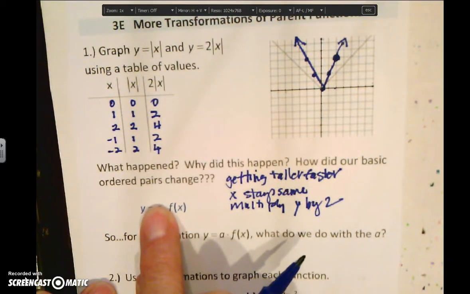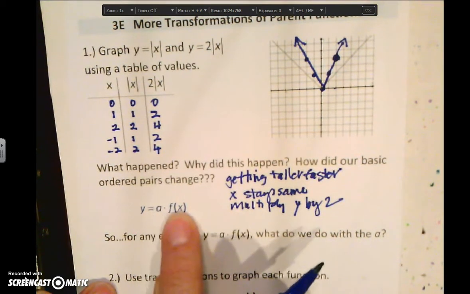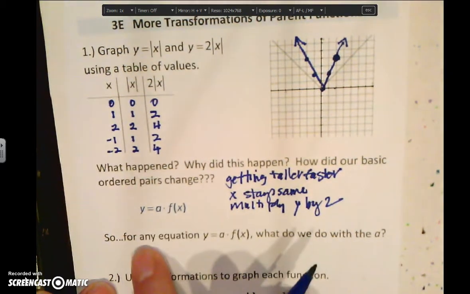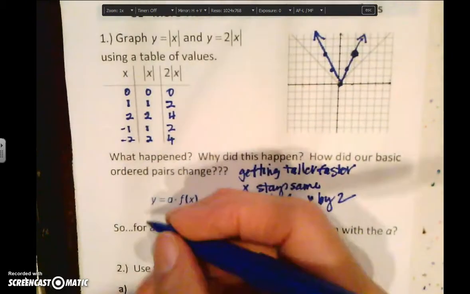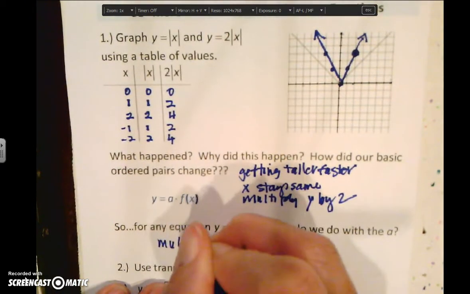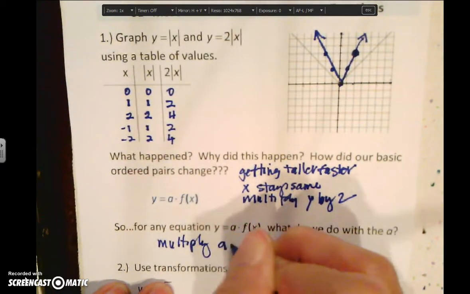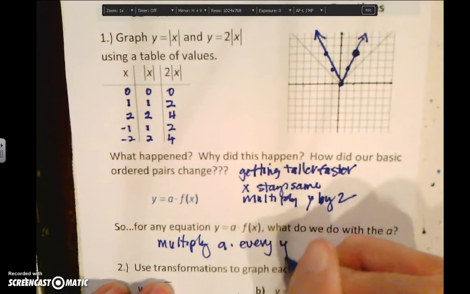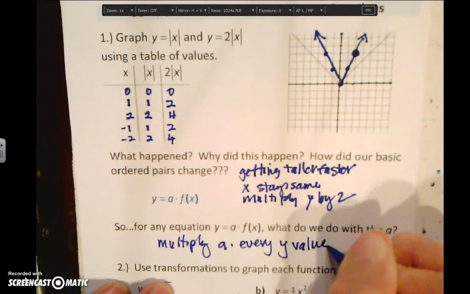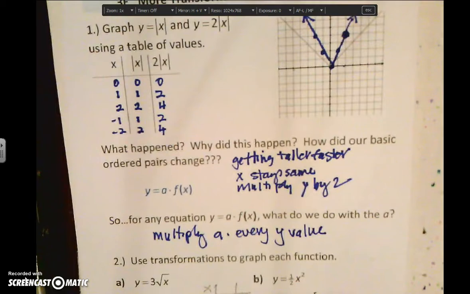All right, so in general, if we have a function, so just y equals f of x, if we multiply a times whatever that function is, that's going to be what we're looking at right now. So for any equation like this, what do we do with the a? We're going to multiply a times every y value while the x stays the same.